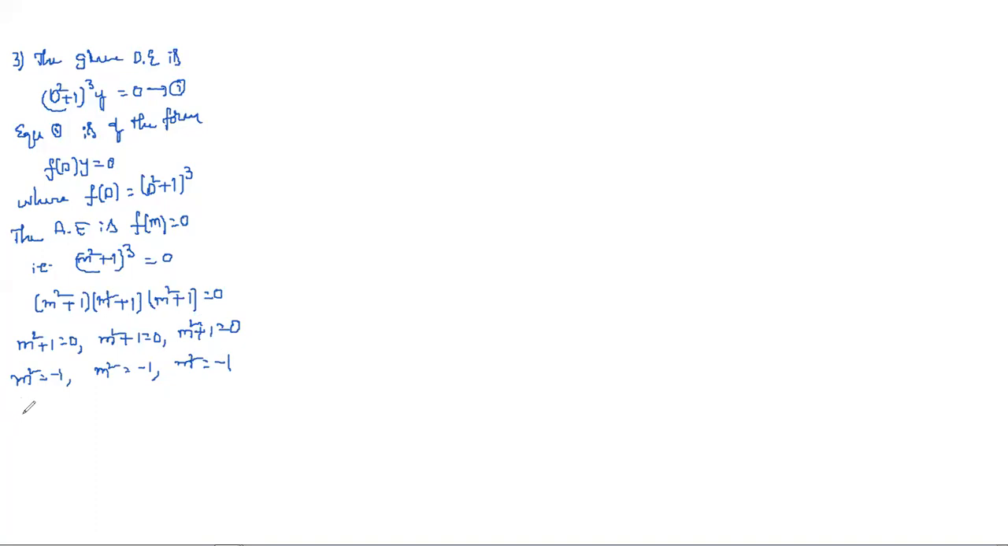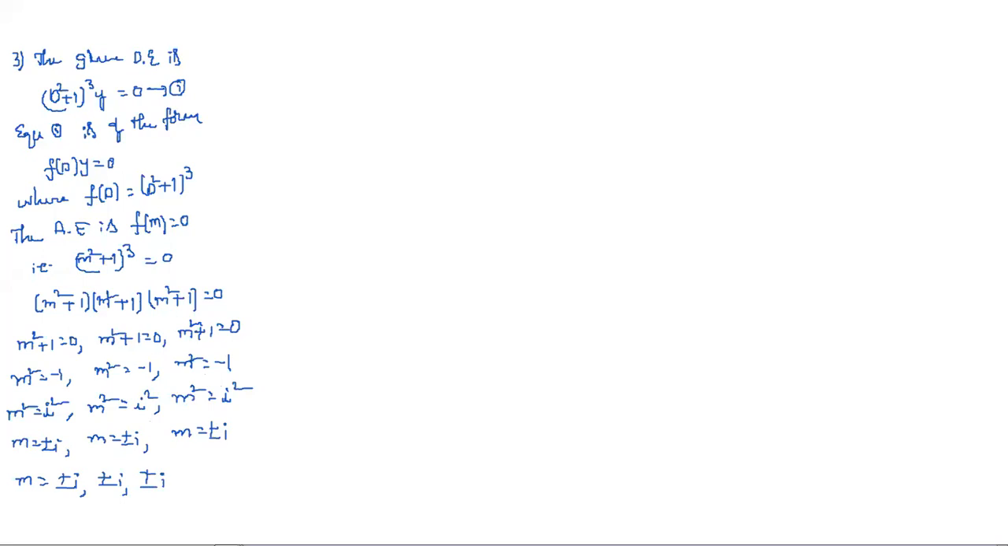So that is nothing but m square is equal to minus 1. Simply we can write it as i square, and this is also i square. Therefore, from this we can write m is equal to plus or minus i. So m is equal to plus or minus i, plus or minus i, and plus or minus i.